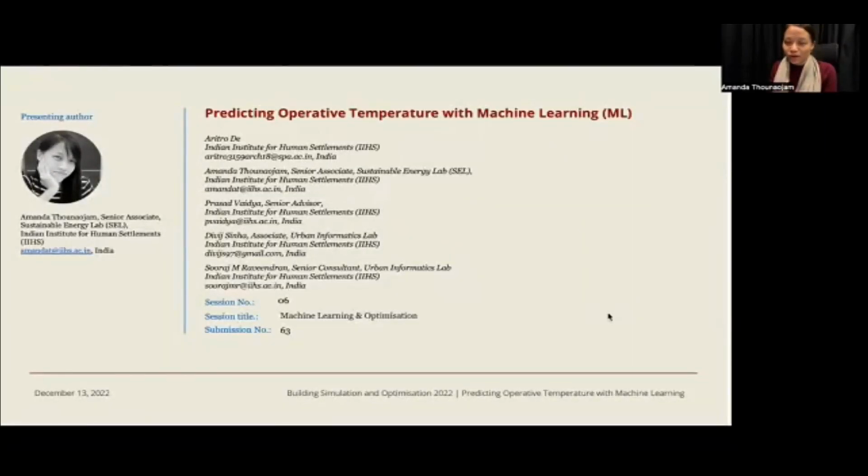Good afternoon, everyone. So this paper that I will be presenting is about predicting operative temperature with machine learning and how adaptive comfort controls can be implemented at scale to maximize ceiling or wall-mounted fan operation and also minimize air conditioning energy use.